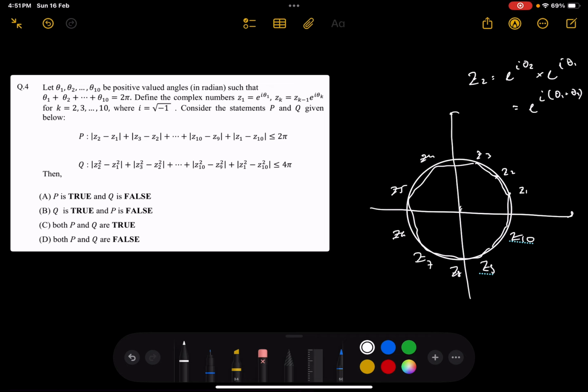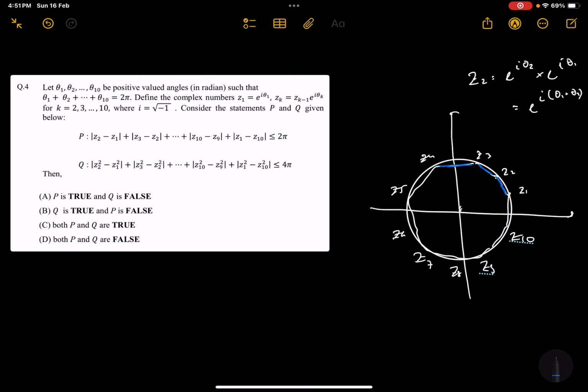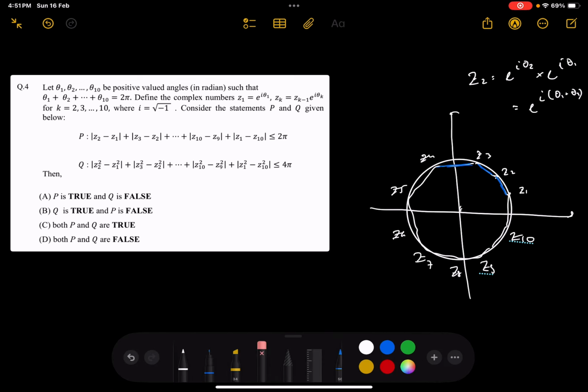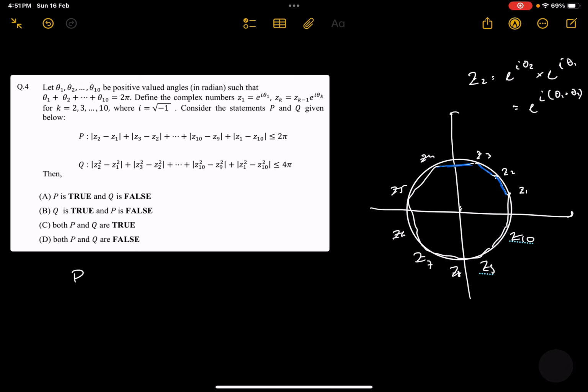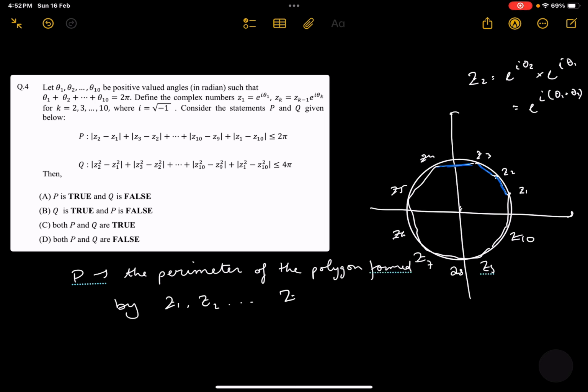Then the modulus of z2 minus z1 is this length. z3 minus z2 is this length. z4 minus z3 is this length, and so on and so forth. So P becomes the perimeter of the polygon formed by z1, z2, and so on up to z9.